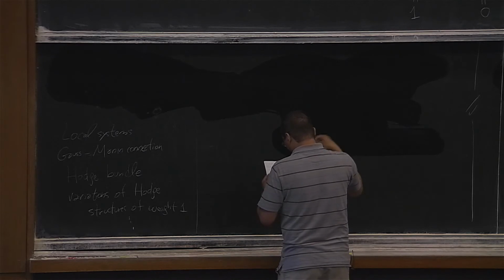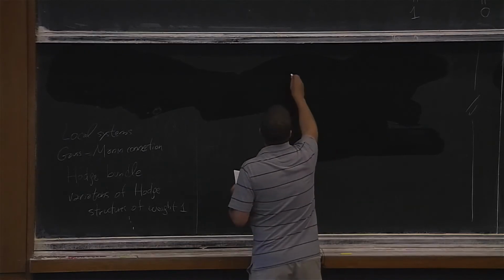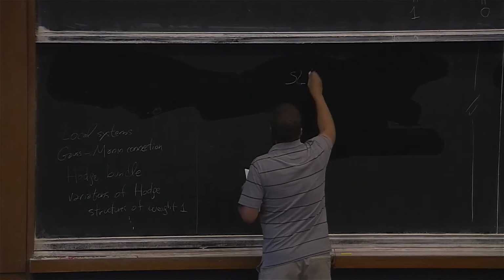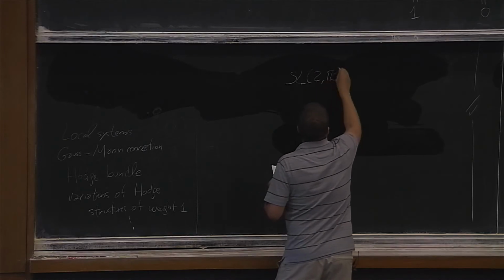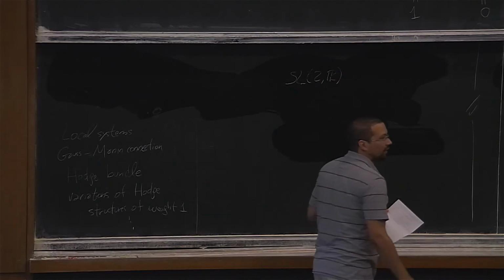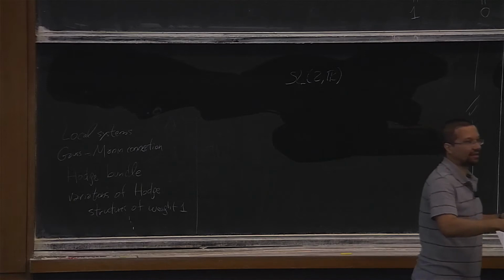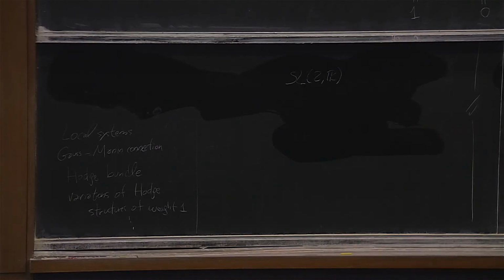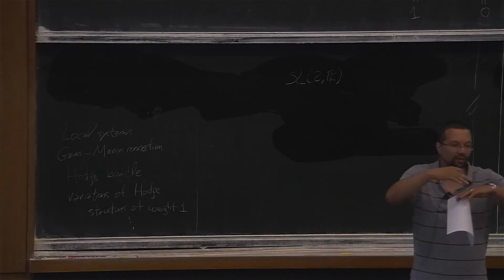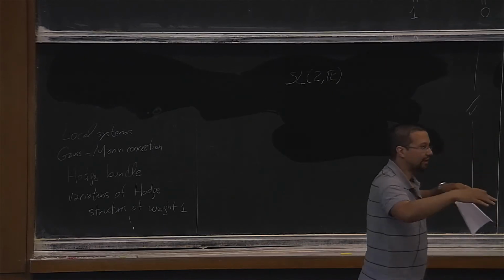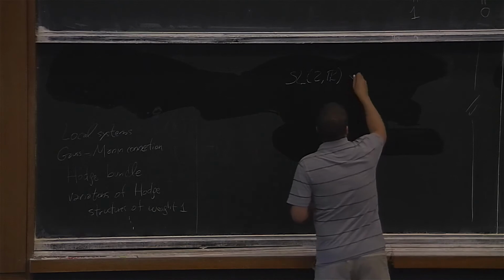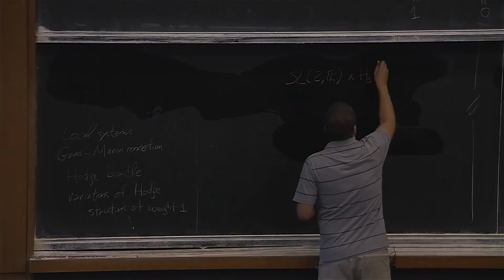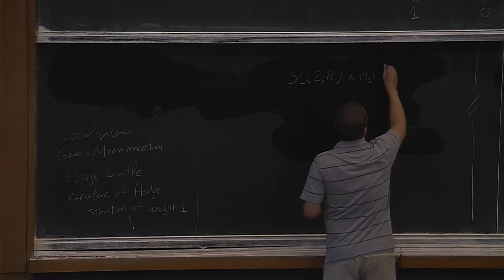So the idea is that first you can start with SL2R as our phase space. SL2R is going to play the role of the Teichmüller space for us. For origamis, you don't have to look at a complicated Teichmüller space. It's just SL2R, and you can build the trivial bundle by taking the product with the homology.